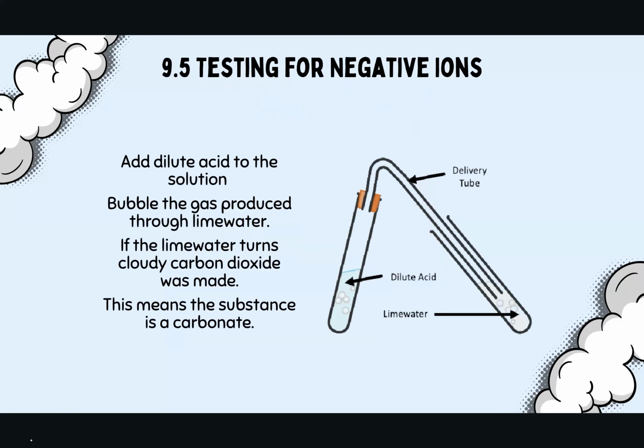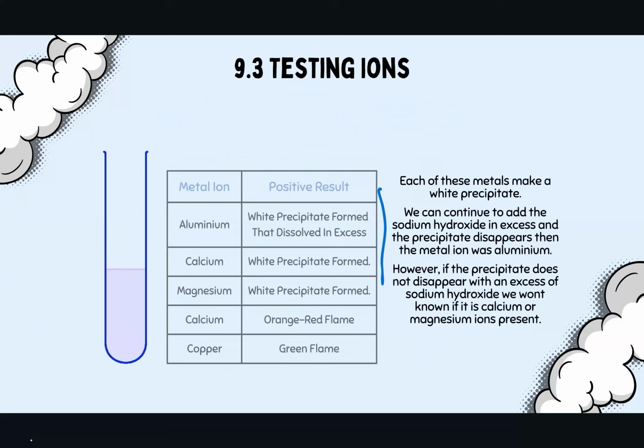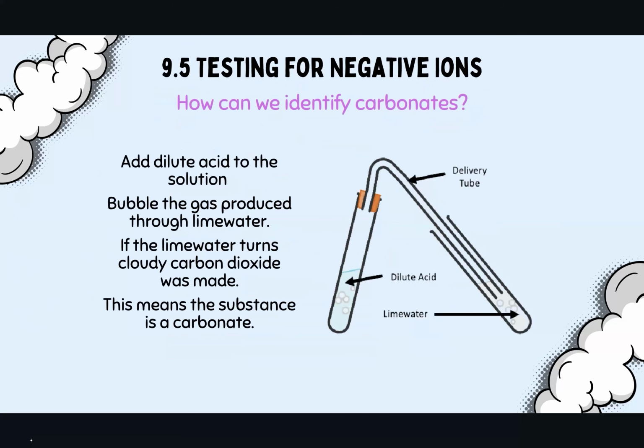So that's how positive ions are done. And in positive ions, we looked at two different tests. Now, what were the two different tests? Flame tests and also adding sodium hydroxide. And from that, we can identify a majority of metals.